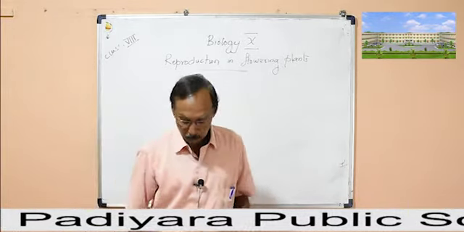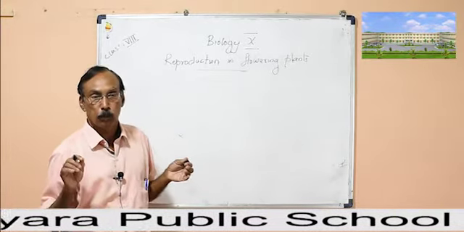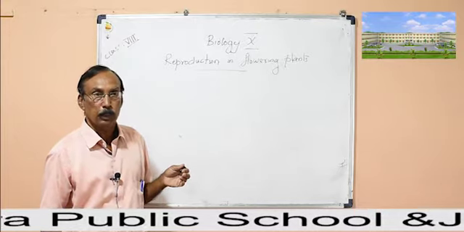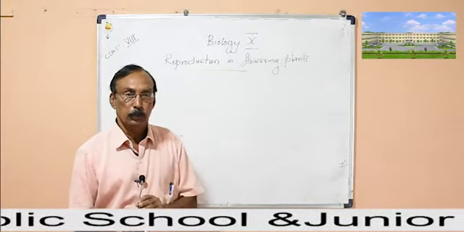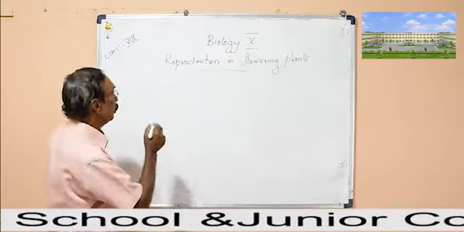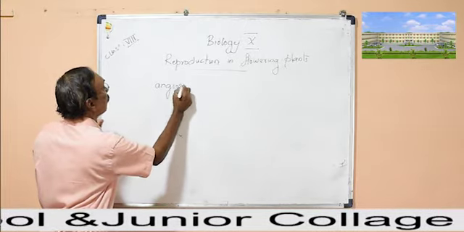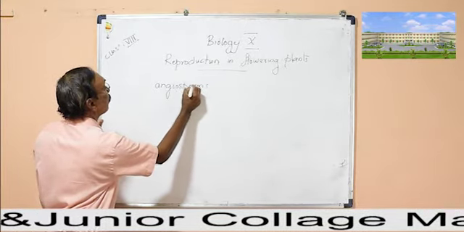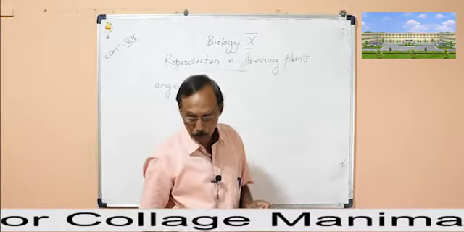You can see only some plants produce flowers. Not all plants; lower plants don't produce flowers. And these plants which produce flowers are called angiosperms. So angiosperms are a group of plants which produce flowers.